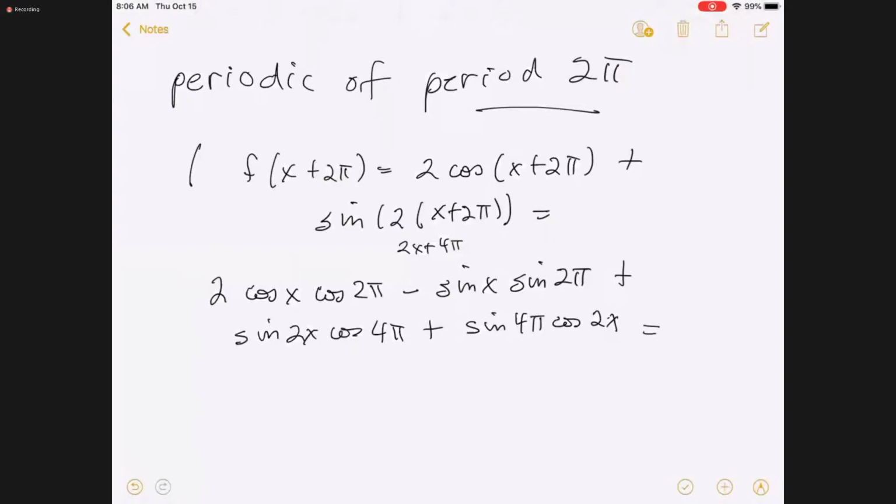Okay, well, let's see. The sine of 2 pi is 0. Sine of 4 pi is 0. And the cosine of 2 pi, the cosine of 0, is 1.